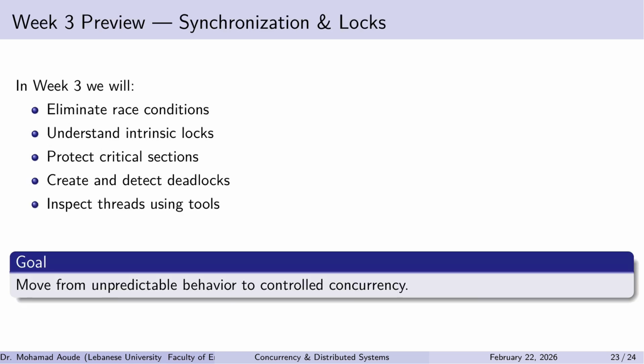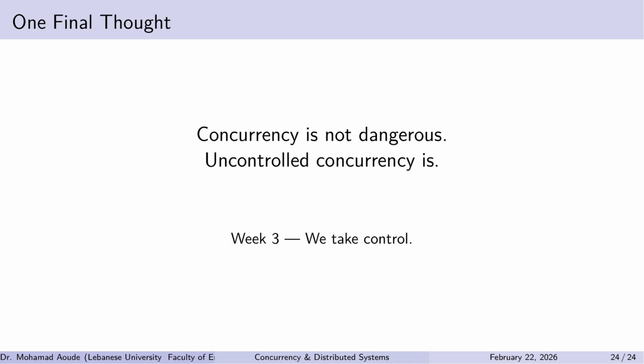From race condition chaos to controlled mutual exclusion with memory guarantees, you will use synchronized correctly. Understand intrinsic monitors. Establish happens-before through locking. Distinguish visibility from exclusion. Detect and resolve deadlocks. Inspect thread states using tools. Enforce lock ordering. Inspect threads using jstack and VisualVM. By the end of week 3, non-determinism will be a design choice, not an accident. Concurrency is not dangerous. Uncontrolled concurrency is. Next week, we take control with synchronization, memory semantics, and deadlock analysis.